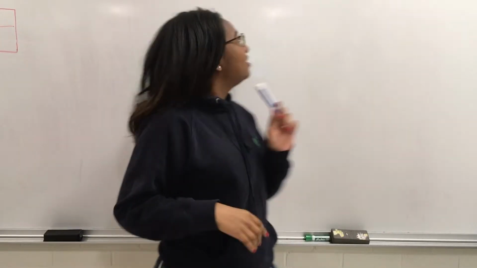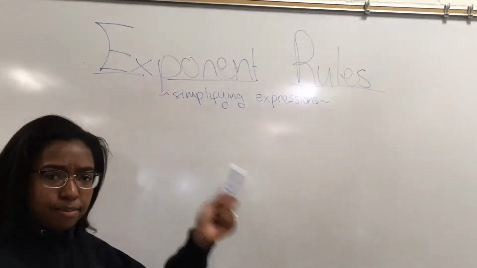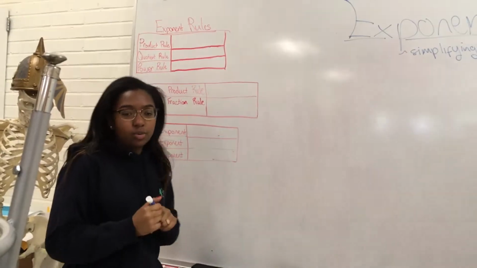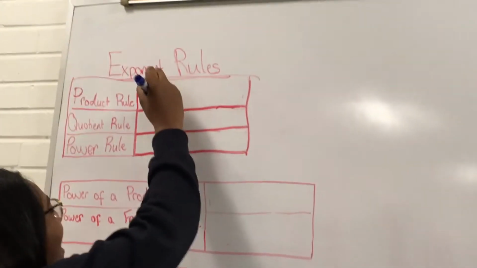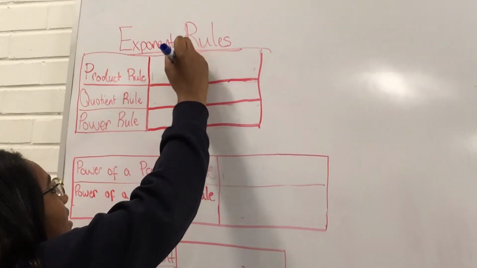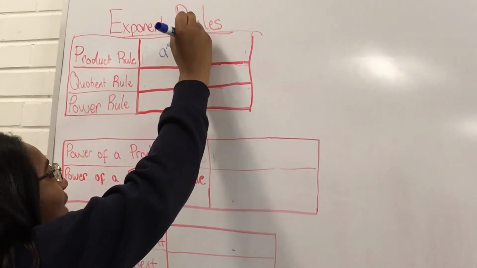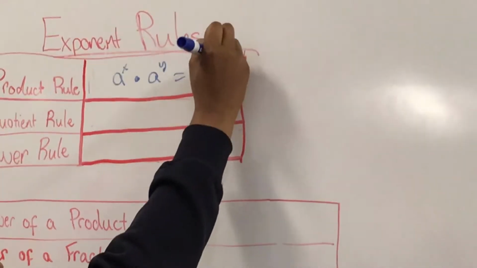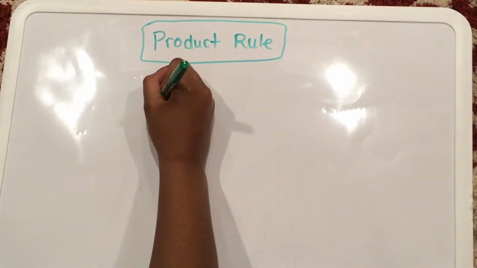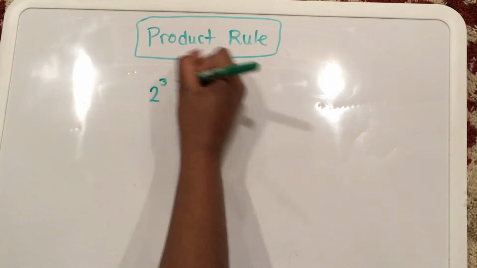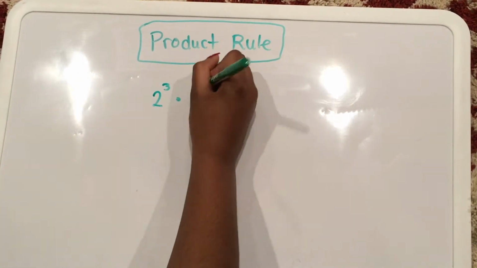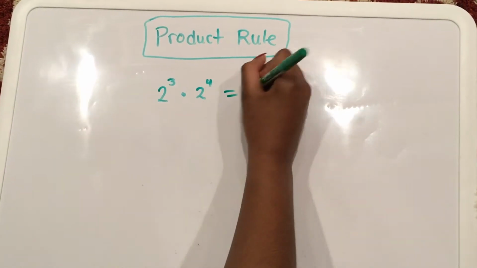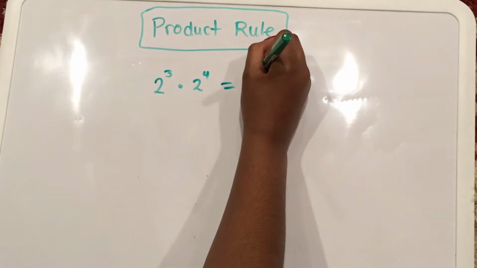Okay, so today we're going to talk about exponent rules and simplifying expressions with these rules. So the first rule that we want to look at is the product rule. The product rule is a to the x times a to the y equals a to the x plus y. So let's say you have 2 to the third times 2 to the fourth. You want to add 3 and 4, and so then your final answer will be 2 to the 7th.